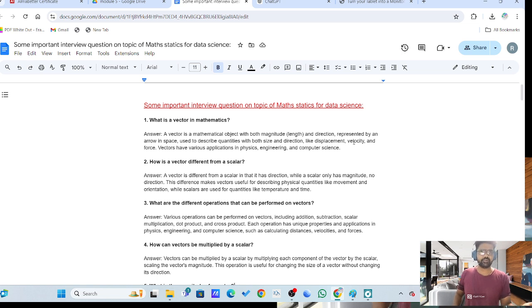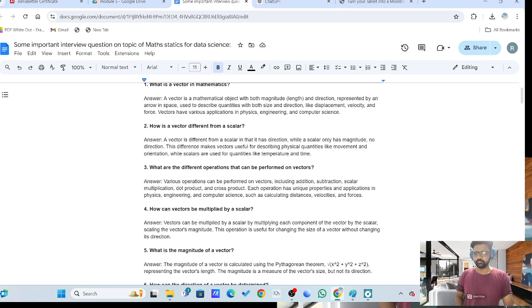What is the difference between speed and velocity? Speed has only magnitude, and velocity has magnitude as well as direction. So speed is a scalar quantity, velocity is a vector quantity. How is a vector different from a scalar? A vector is different from a scalar in that it has a direction, while a scalar has only magnitude.